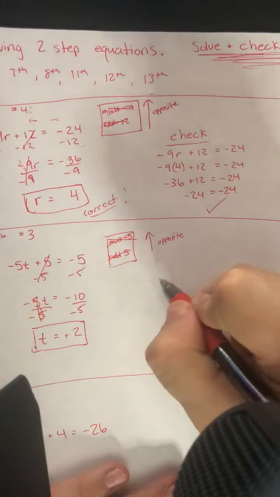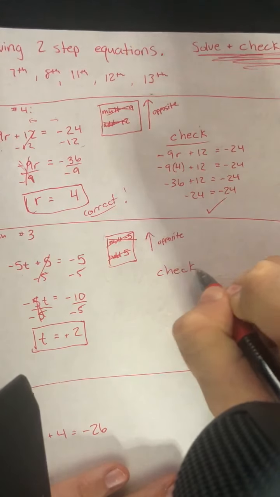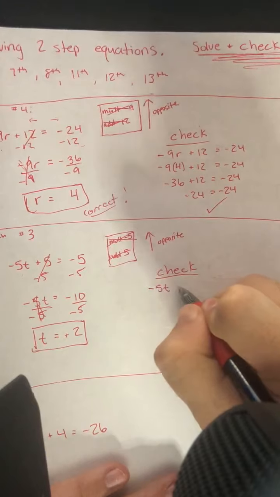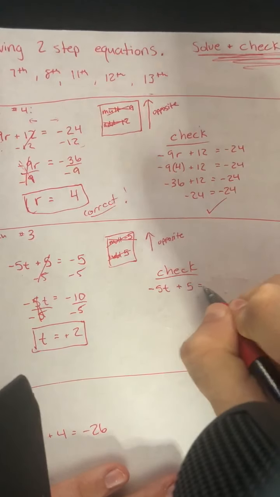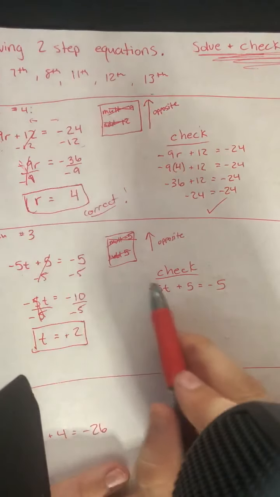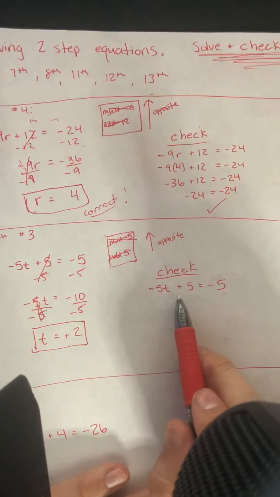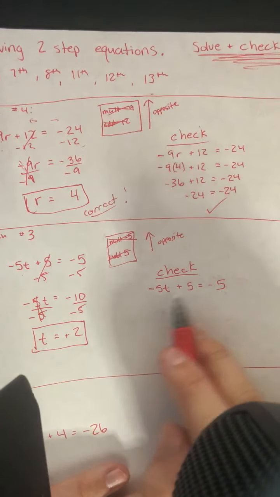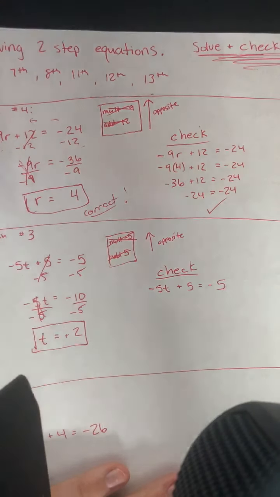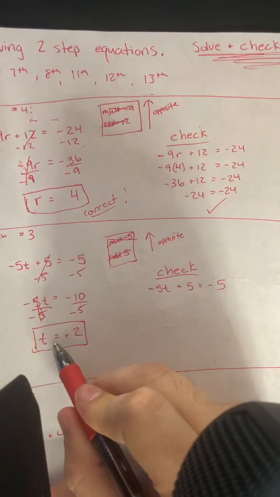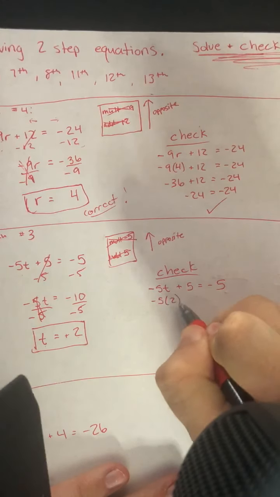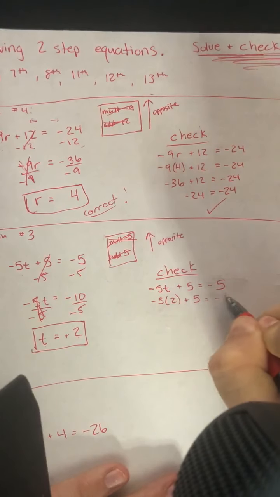Does that work? I don't know. Let's check it. Always check. You always start the check by writing down the equation that we started with. So since we started with this negative 5t plus 5 equals negative 5, I'm going to write negative 5t plus 5 equals negative 5 down here as the first line of my check. And then I'm going to do the substitution. Since I thought that t equaled 2, I'm going to write negative 5, not t. I'm going to write the 2 equals negative 5.